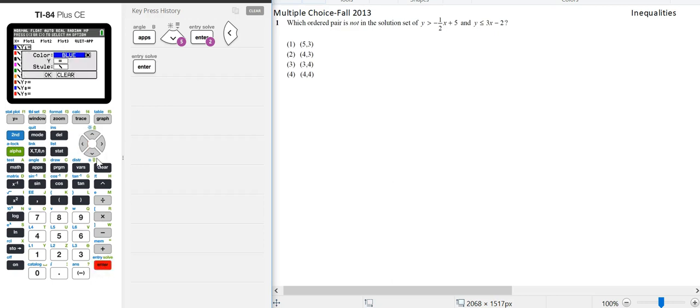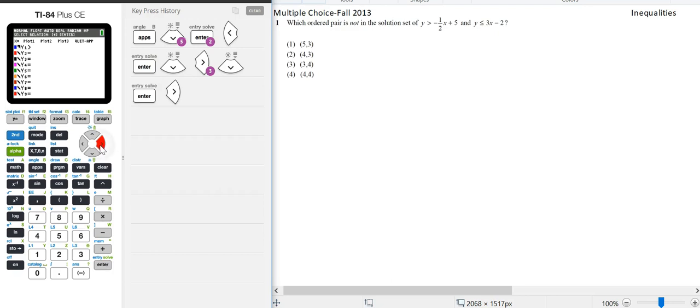And the color we don't care about, but we can change the y equals style to make it either greater than or less than, greater than or equal to. Let's try to make it greater than. That's less than. That's less than or equal to. That's greater than. So that's what we need for our first inequality. Then scroll down and press OK. Now notice that instead of having y equals, we have y is greater than.